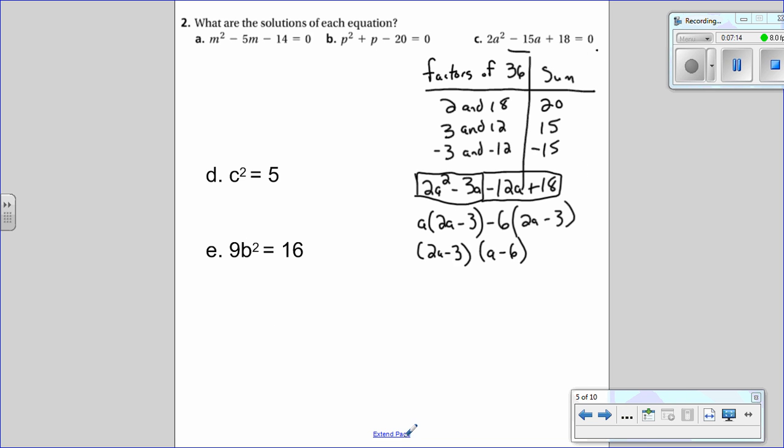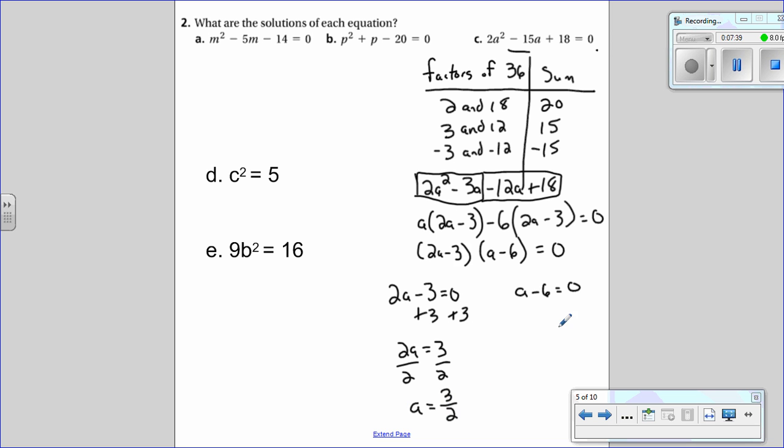And then I take each one of these, 2a minus 3, and set it equal to 0, right? Because this is equal to 0. And I take a minus 6 equal to 0. Solve for this, and we get a equals 3/2. And over here we add 6 to both sides, and we get a equals 6. And so our solutions are 3/2 and 6.